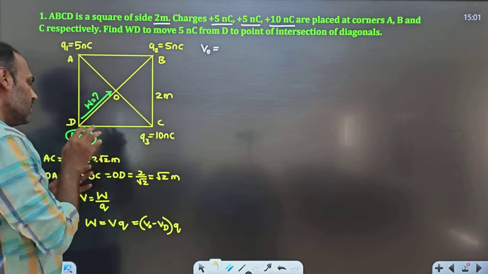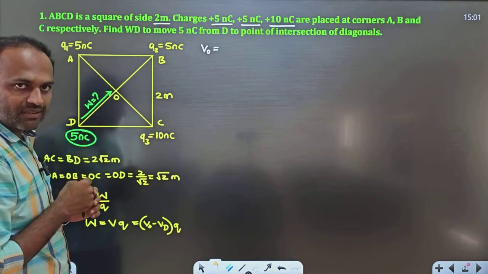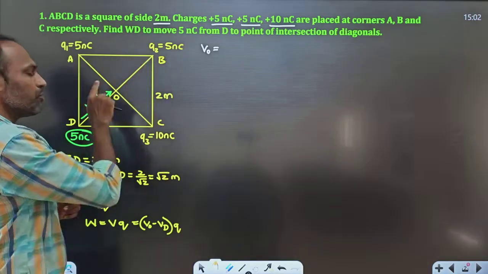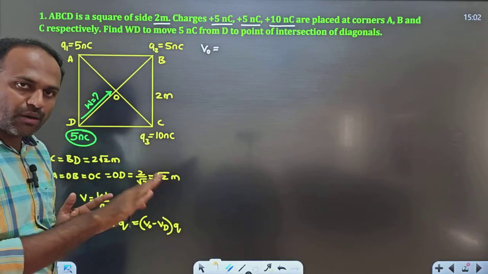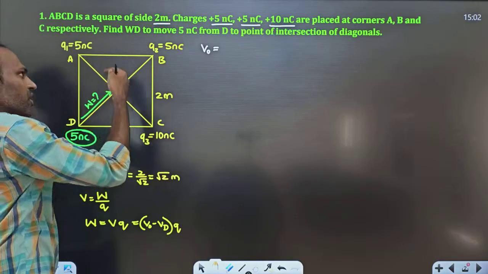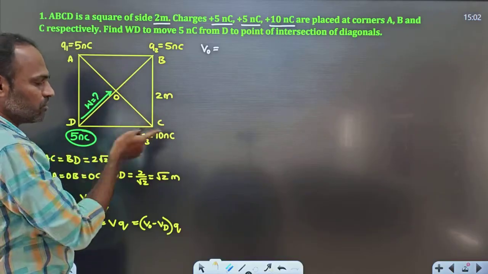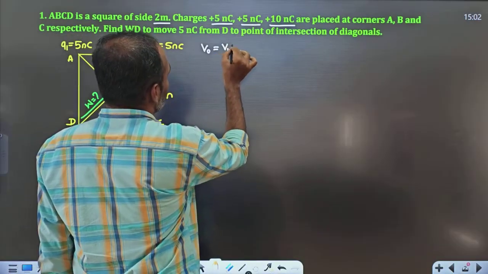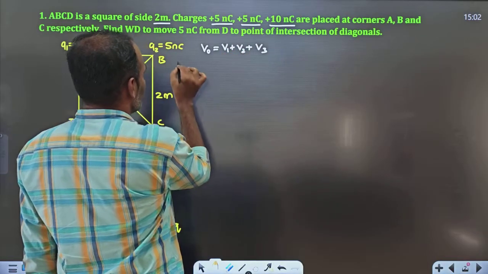So you should not take the potential of this moving charge at this point, because its distance continuously varies. So you have to take only the potentials due to the static charges at point O. To write the potential at any point, you should take only the potentials of static charges. So there is potential due to Q1, potential due to Q2 and Q3. So 3 potentials are there. So VO, I will write it as V1 plus V2 plus V3. 3 potentials.